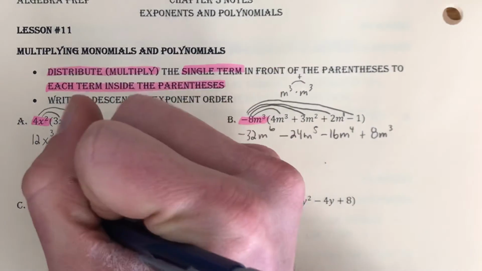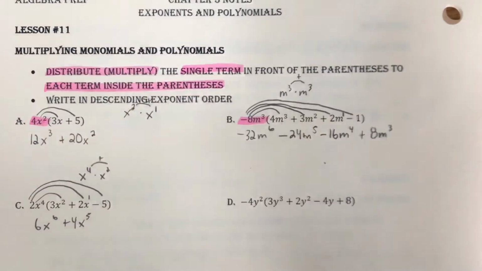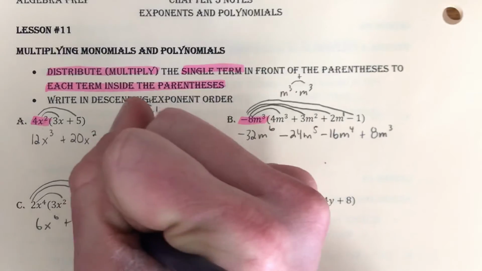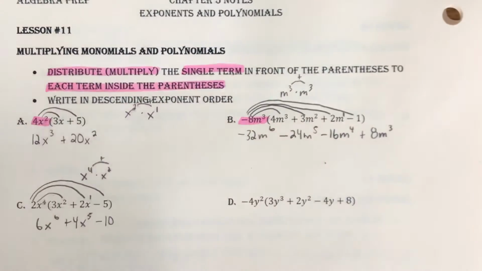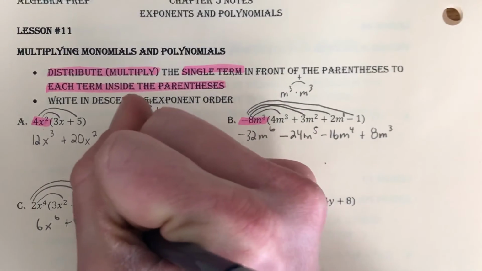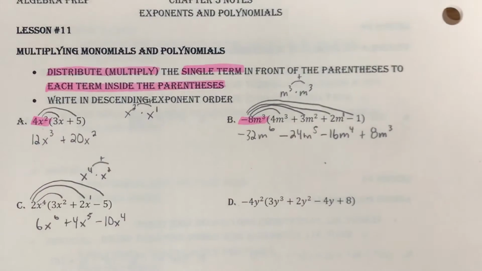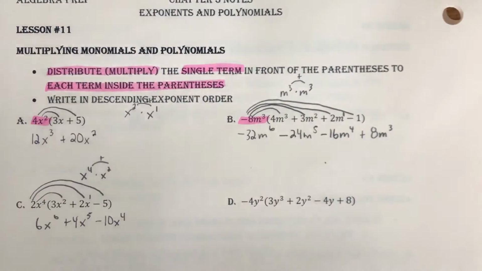And then last term, 2x to the fourth times negative 5. 2 times negative 5 is negative 10. And the only x's are the x to the fourth on the original part, so bring those down. Again, we want to make sure we are in descending exponent order. 6x to the sixth, 4x to the fifth, negative 10x to the fourth. That's descending exponent order, so that is correct.